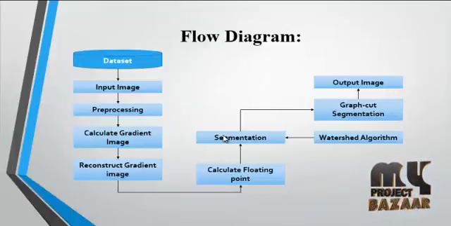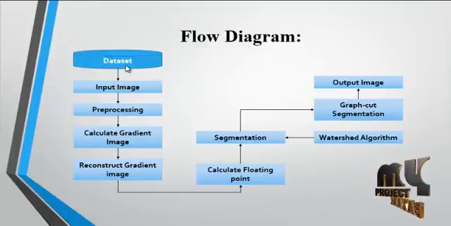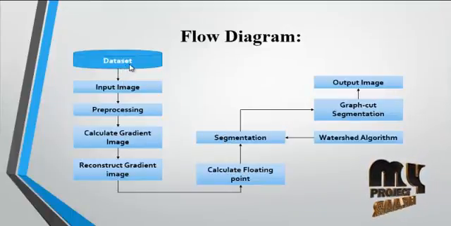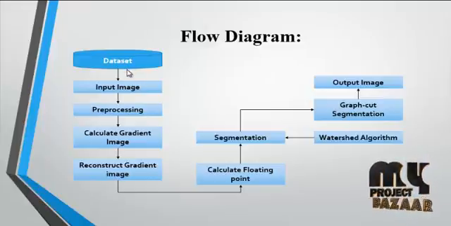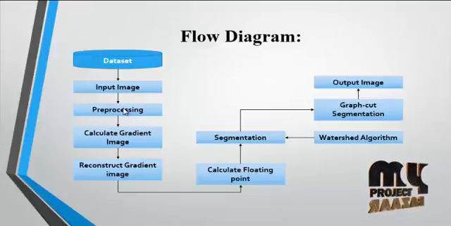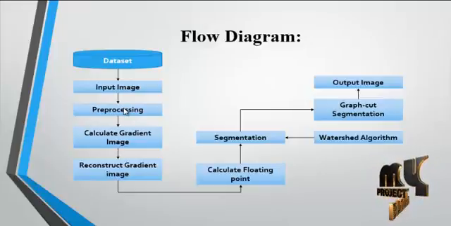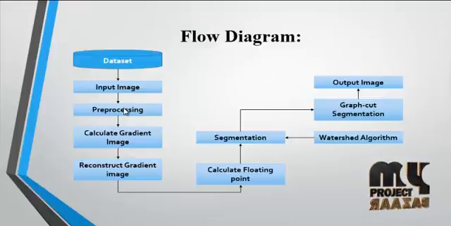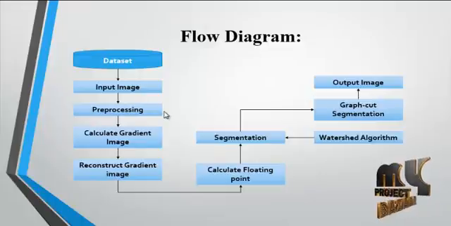Now we discuss the flow diagram. At first the input image is taken from the data set. After getting the input image, the pre-processing step is undertaken. In the pre-processing step, we filter the noise using the Gaussian filter. The noise filtering is nothing but the removal of noise present in the dataset image.